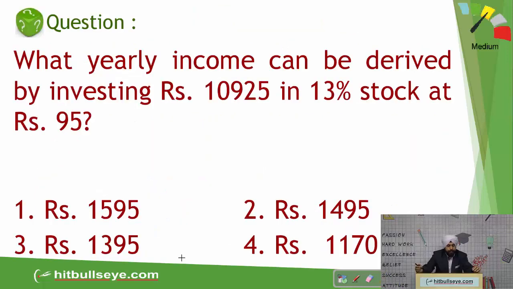This one, let's understand what yearly income can be derived by investing. Now 10925 is the investment in 13% stock at ₹95. So students, what does that mean? It simply means this 95 rupees is the market price.